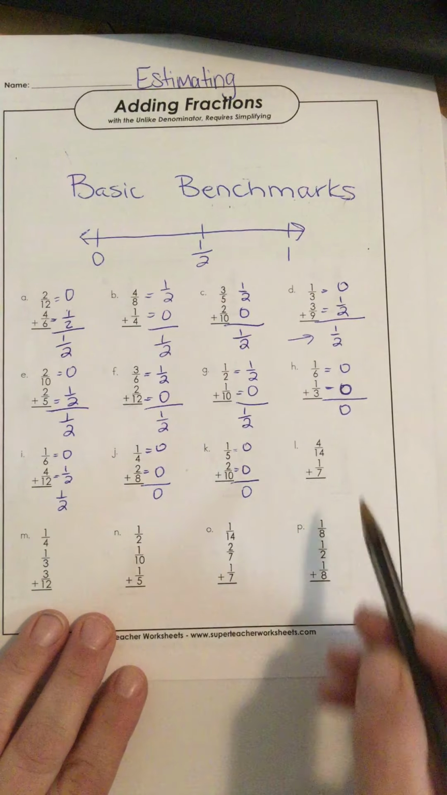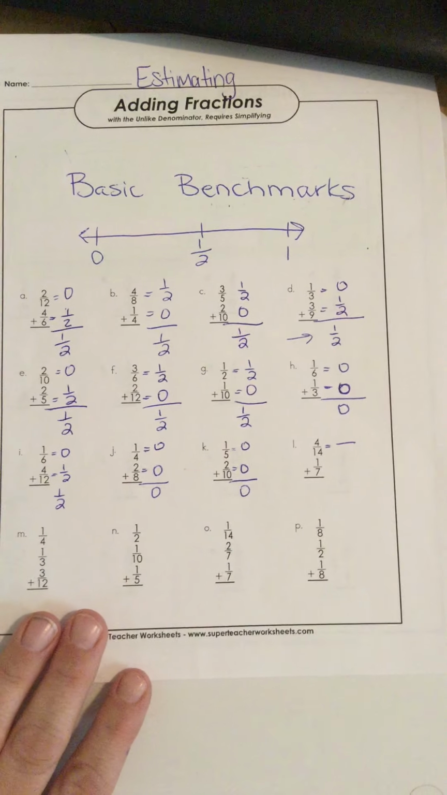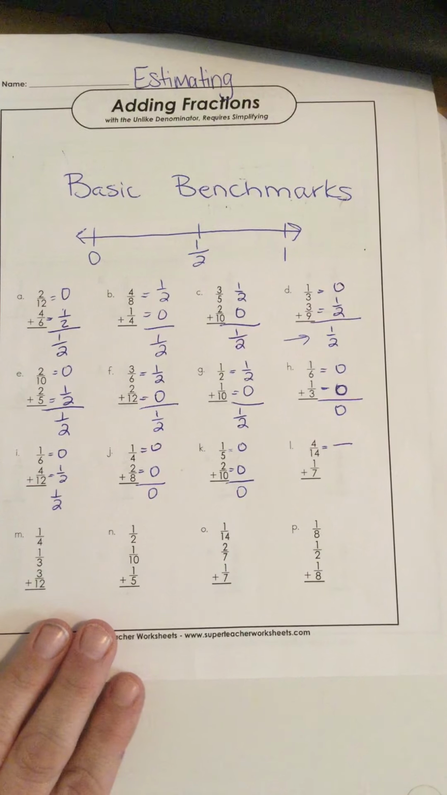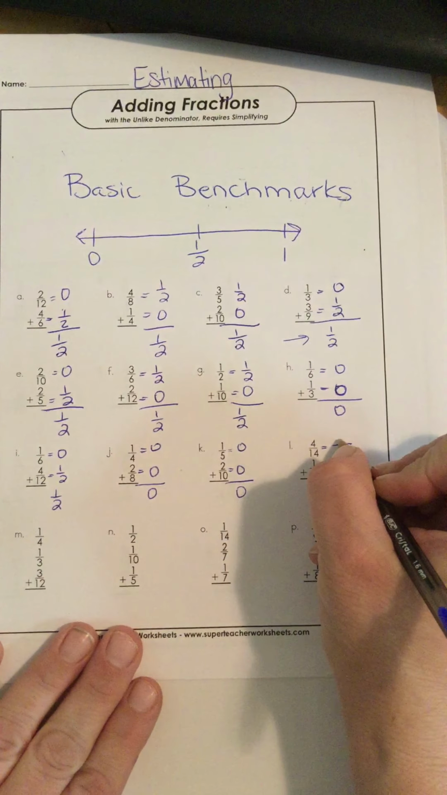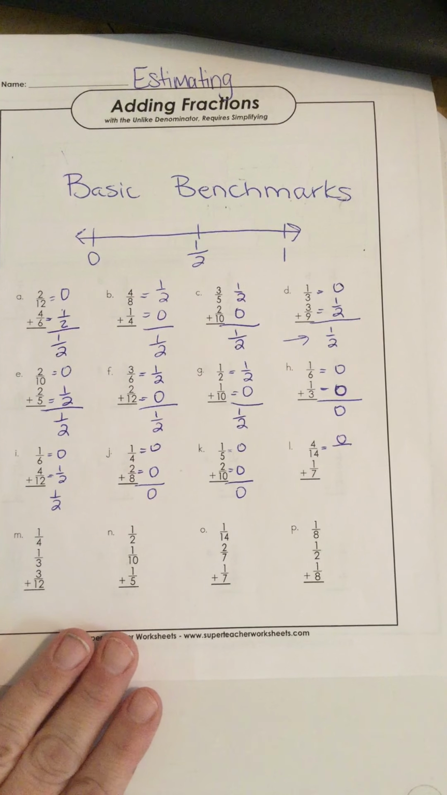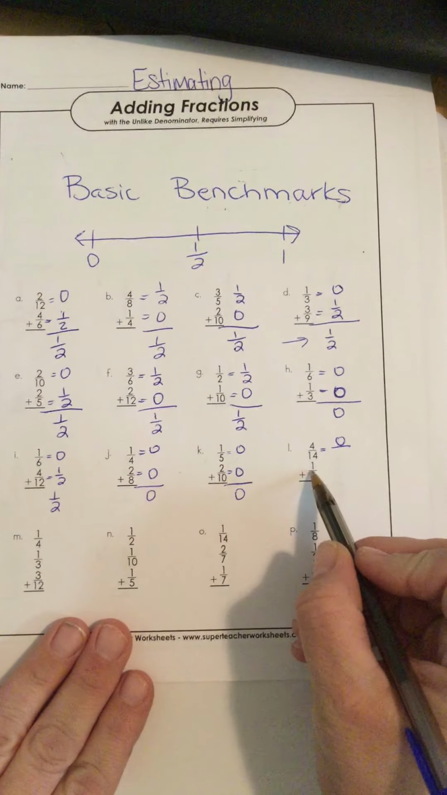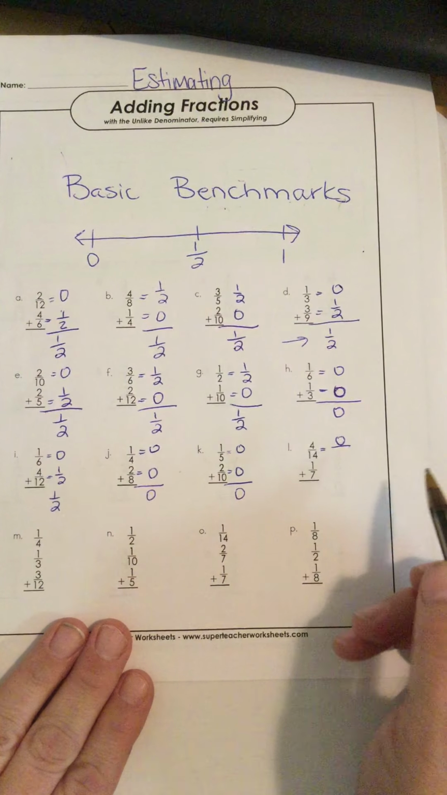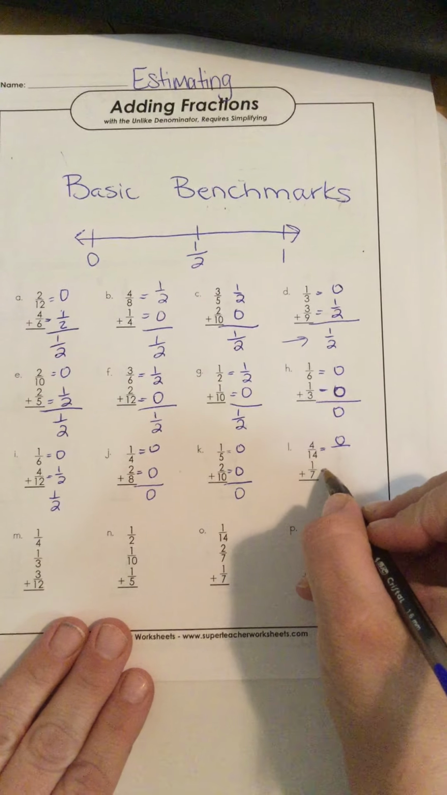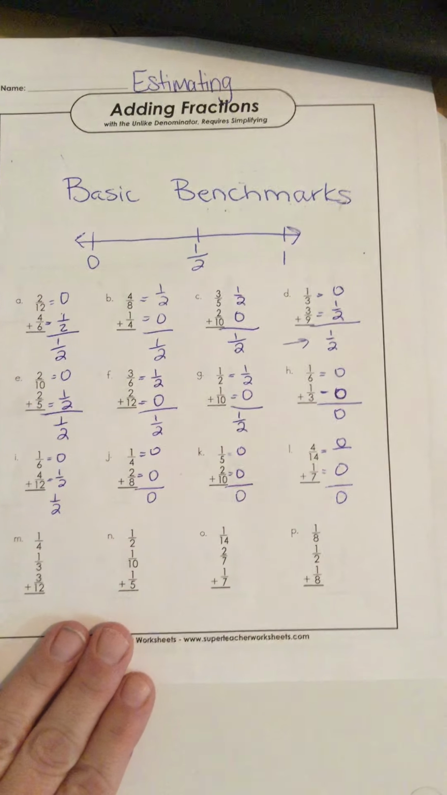All right, 4/14. How close is 4 to 14? Well, from 4 to 14, there's 10 spaces, so I'm going to give it an answer of 0 because that's a long way. Half of 14 is 7. All right, 1/7, you give an answer of 0. And then 0 plus 0 is 0.